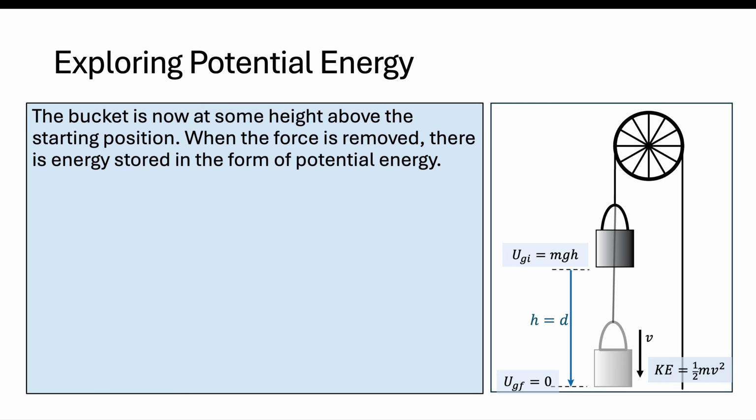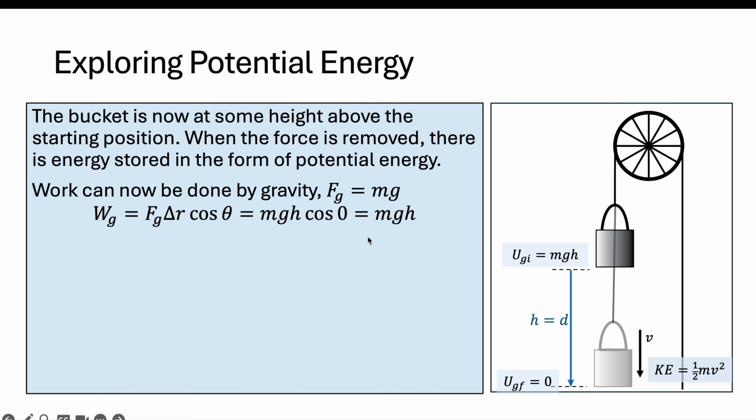Now, if the force is removed and the bucket is released from this height h, then there's energy stored in the form of potential energy at the top, and that energy can then be converted into kinetic energy. So work is done by gravity now on this bucket, and the work done by gravity is just the force of gravity times the displacement times cosine of the angle. Here the force of gravity is acting down, the displacement is down, so the work done by gravity is just the force times the distance, which is h, or d.